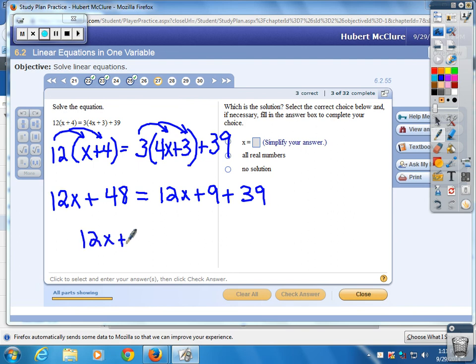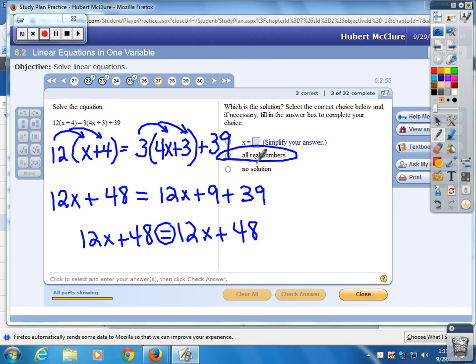12x plus 48 is equal to 12x plus what? Oh my gosh. What do we have? Is that a true statement? Then what is it? True statement means what? And what does that mean? That means that any number you plug in for x, that's going to give you what? Okay, let's try it. Pick a number.